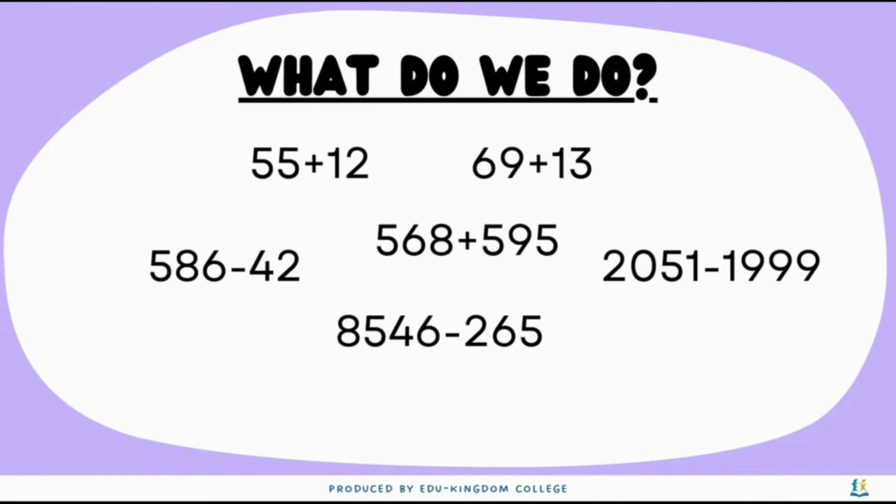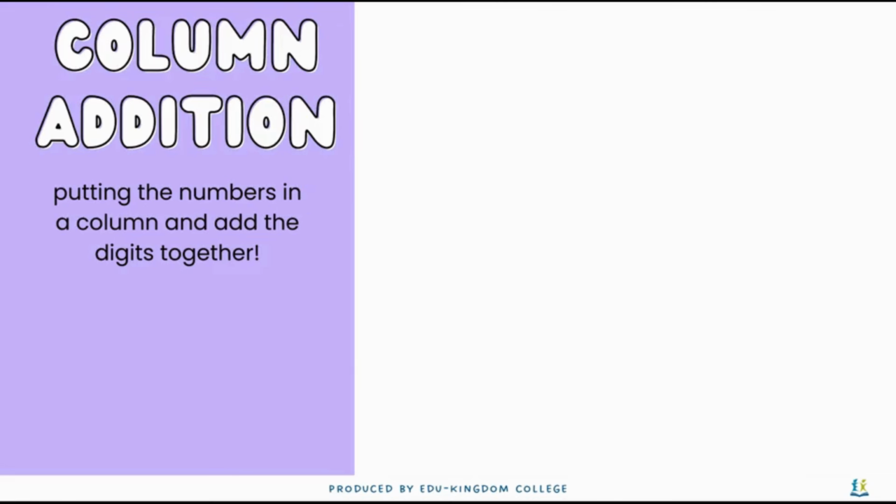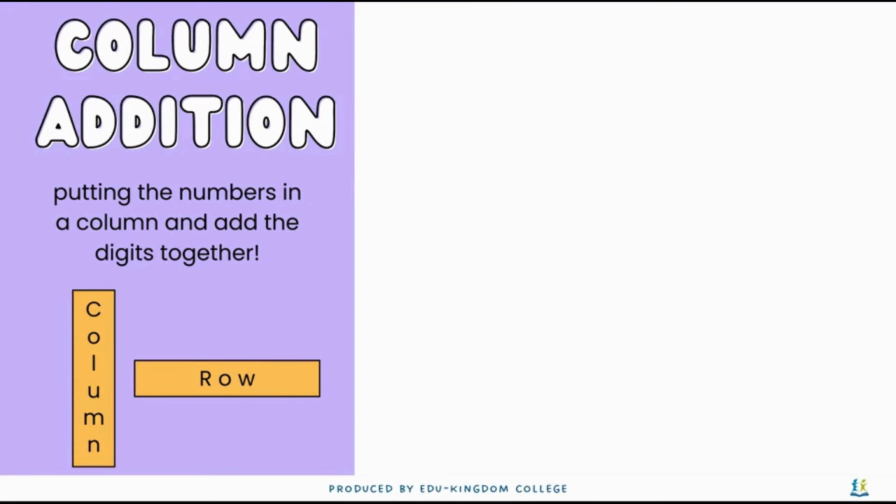What do we do when we have larger numbers like these? We can't count step by step because it will take too long. So in this video, we're going to learn a way to solve these and eventually solve questions like these with many digits. Let's start with column addition. Column addition is basically putting the numbers in a column and adding the digits together. This is a row and this is a column.